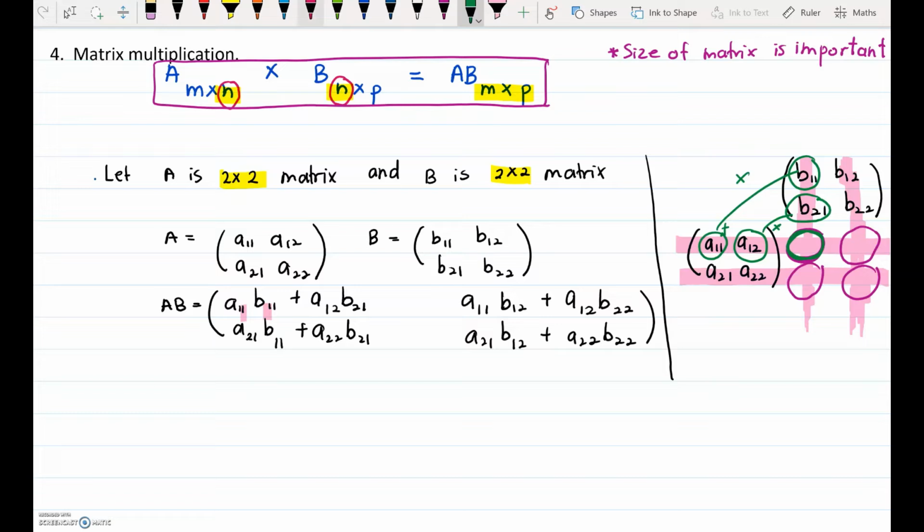If you have numbers, for example, let's say we have matrix A is 2, 3, 1, 5, and then matrix B is 1, 0, 3, -1. Firstly, if you want to find the matrix multiplication, please make sure the number of columns from the first matrix must be equal to the number of rows from your second matrix.